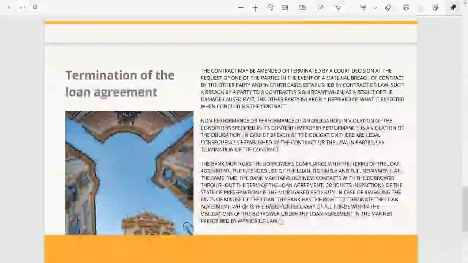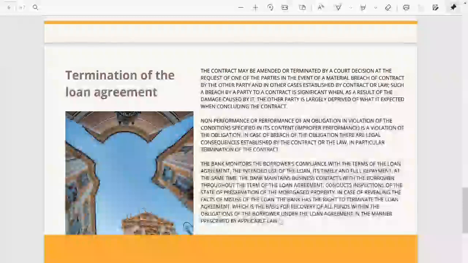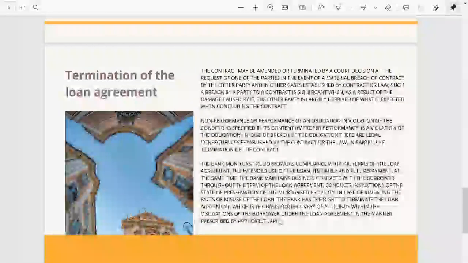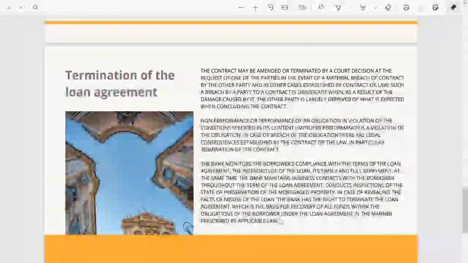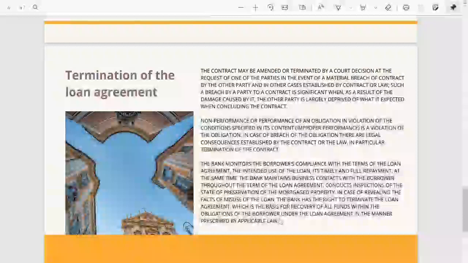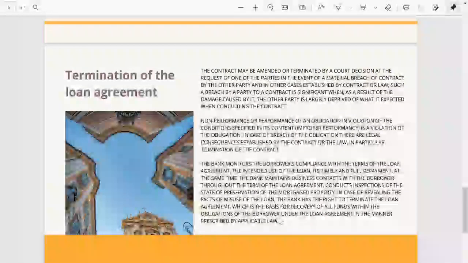The bank monitors the borrower's compliance with the terms of the loan agreement, including the intended use of the loan and its timely and full repayment. At the same time, the bank maintains business contacts with the borrower throughout the term of the loan agreement. It conducts inspections of the state or preservation of the mortgaged property in case of revealing facts of misuse of the loan. The bank has the right to terminate the loan agreement, which is the basis for recovery of all funds within the obligation of the borrower under the loan agreement in the manner prescribed by the applicable law.